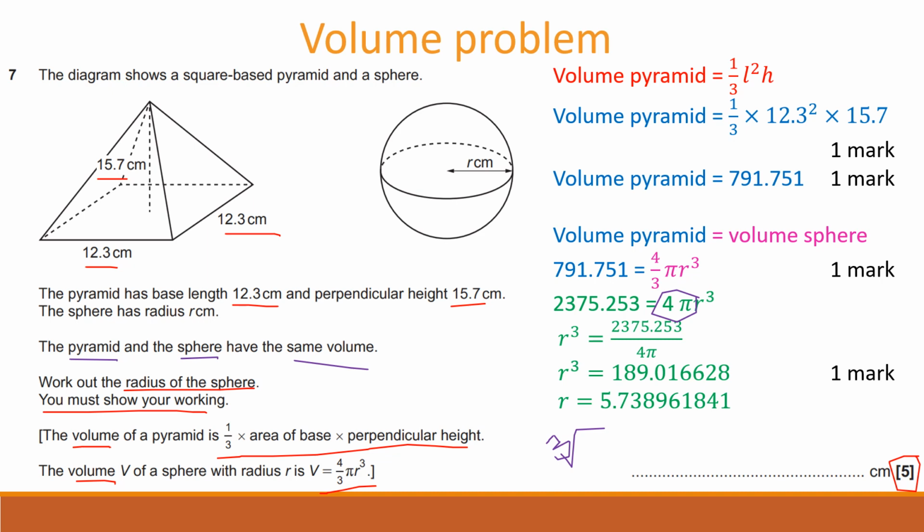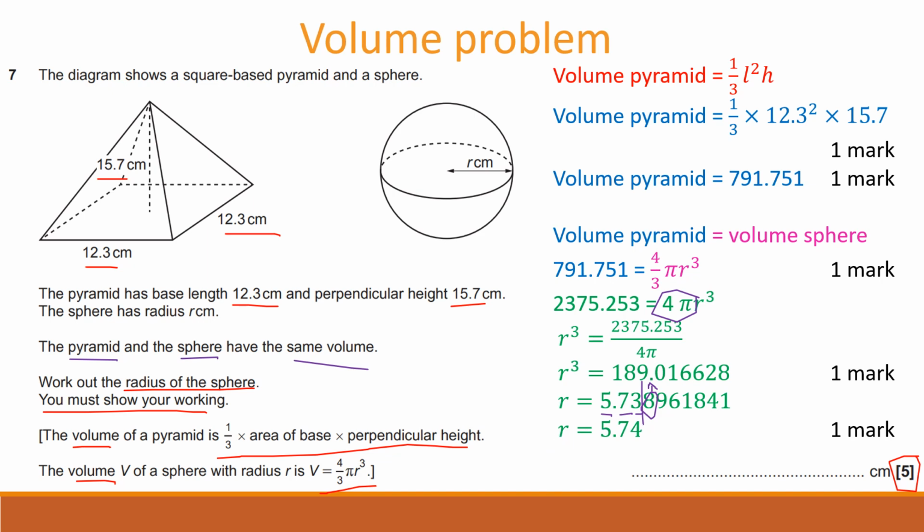So when we're rounding to 3 significant figures, I've got 5, 7 and 3 as my first 3 significant figures. I draw a line after the 3 and look at the digit afterwards, which is the 8. The 8 is going to tell me to round up because 8 is bigger than 5. So I'm going to round up my 3 to make it a 4. So to 3 significant figures, r is equal to 5.74.